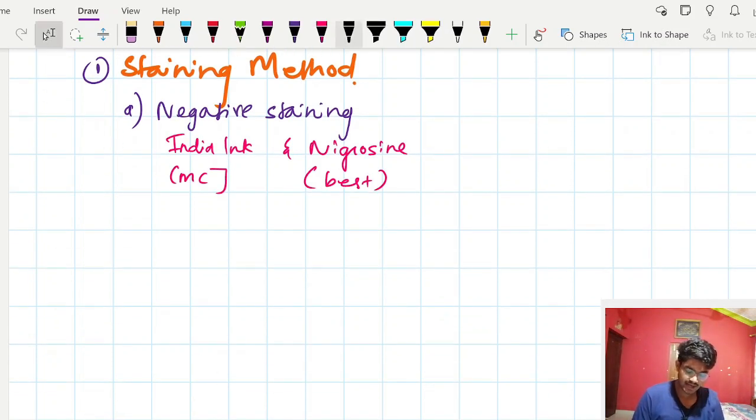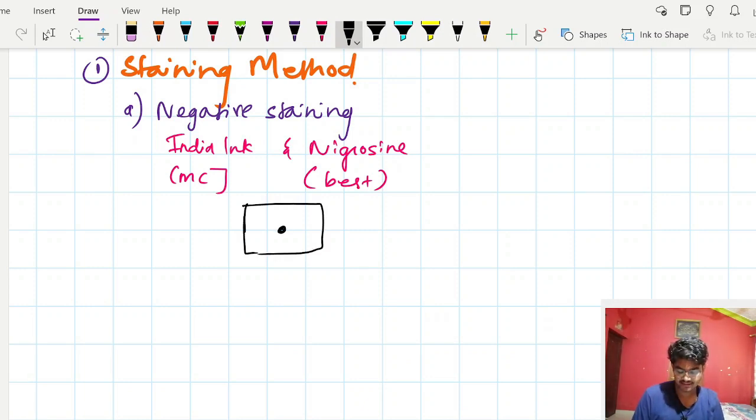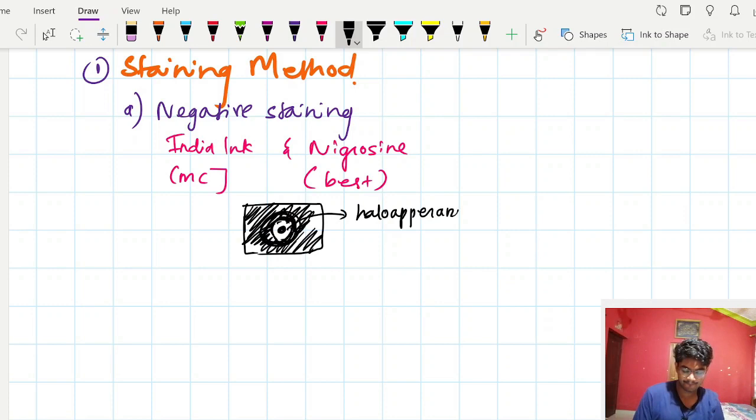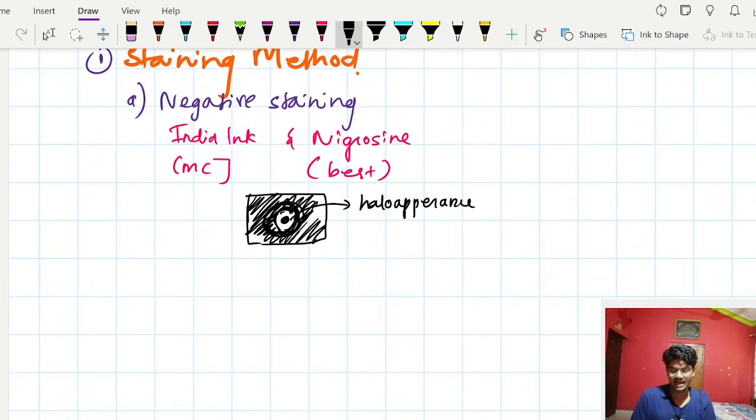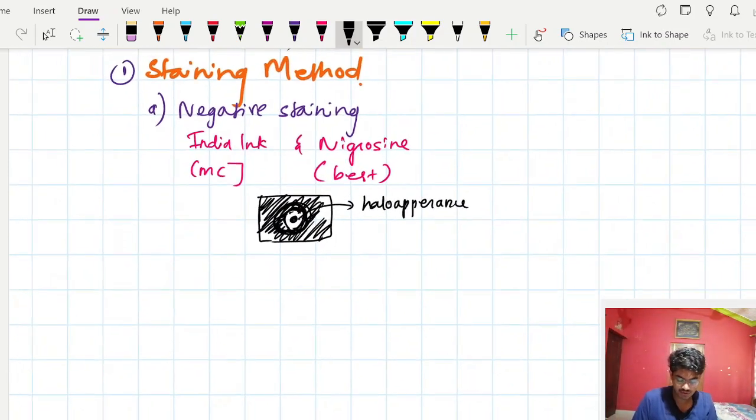So what happens here is that in negative staining, if this is a slide and this is a bacterium, then this is the capsule. Capsule will not get stained by our negative stain, but the background and inside the bacteria get stained. So there will be an appearance of what? There will be a halo appearance. So in negative staining, the halo appearance is the capsule. Capsule will not get stained.